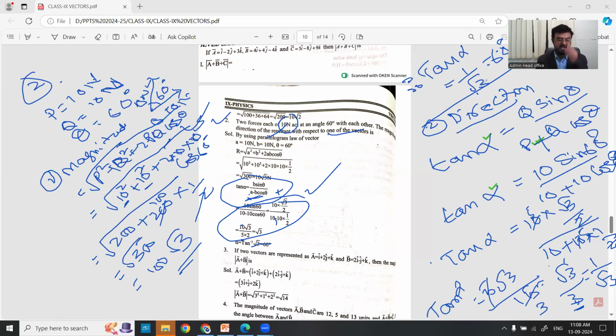So 1 by root 3. Tan value is 1 by root 3. We'll see in that. You can see the tan. Let me get.